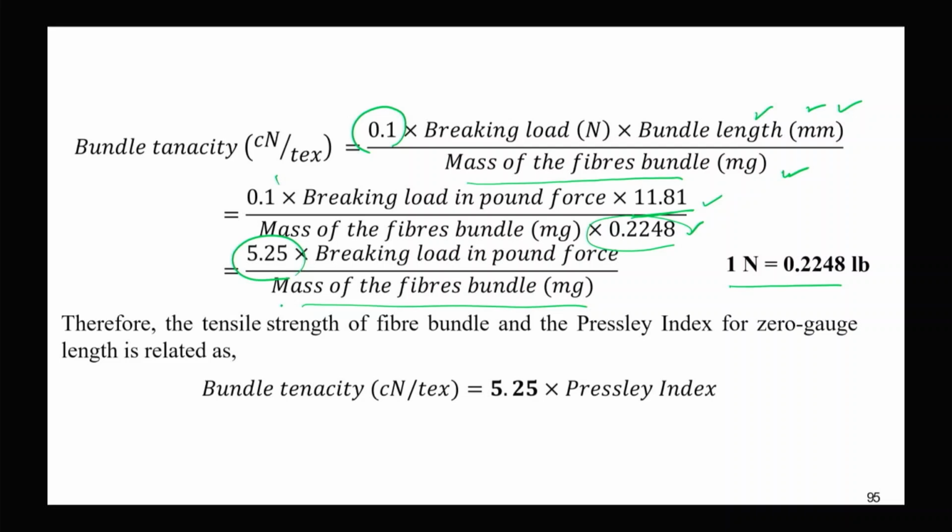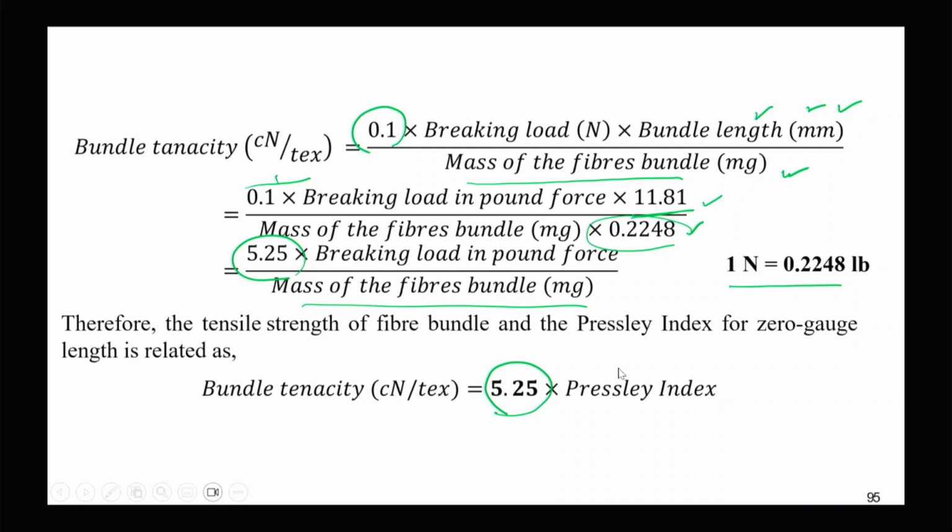So here we will calculate centinewton per tex. So it is becoming 5.25. But if we take in gram per tex, it will be 5.36. That's the relationship for 0 gauge length.